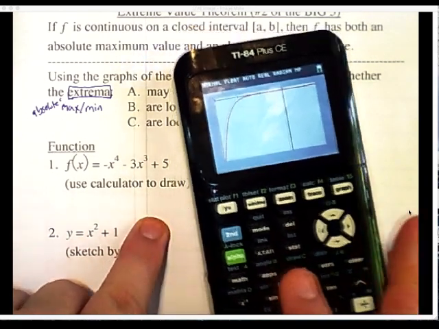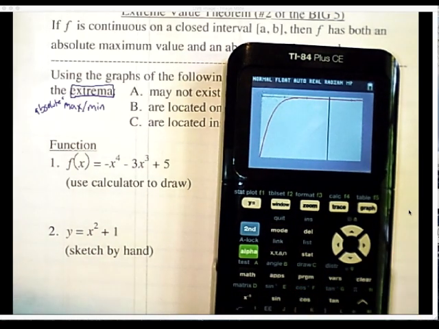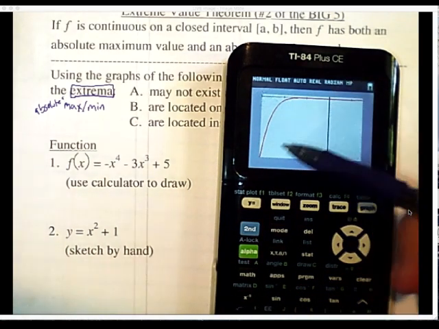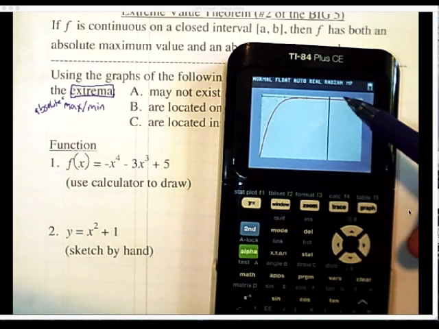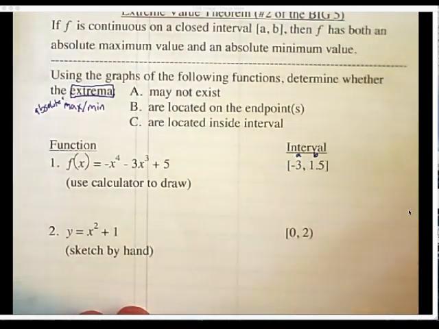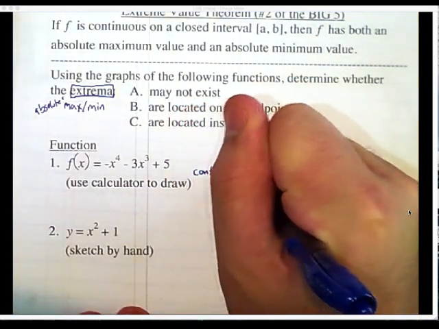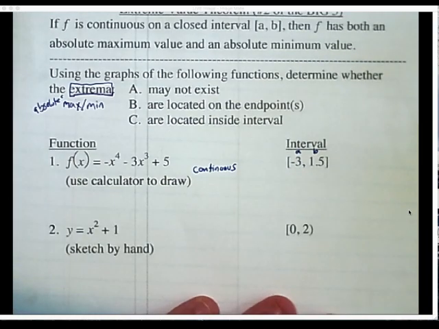So let's ask ourselves, does it meet the criteria here? All right. This function is a polynomial function. We know that polynomial functions are continuous. Okay, so it is continuous.